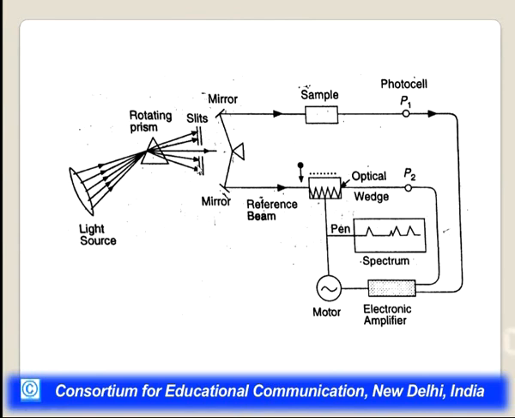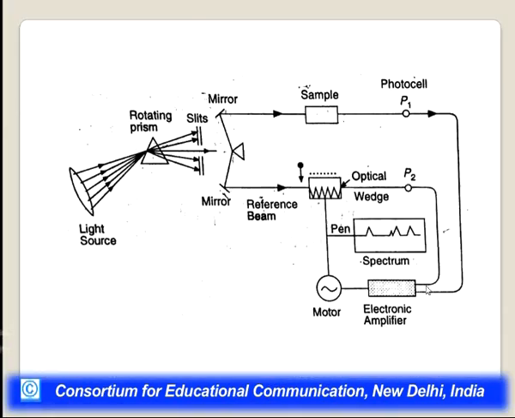Here you can see the slits, double slits are there, so that monochromatic light should be here. Now this monochromatic light is divided into two. You can see here this is the sample light and this is the reference light, and here you can see the photocells P1 and P2. This is the optical wedge. After the electronic amplifier, it is coupled with a motor and pen driver. Here you will get the spectrum with the pen recorder.